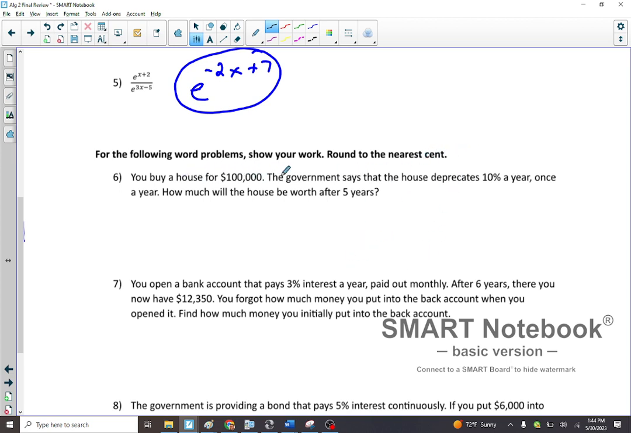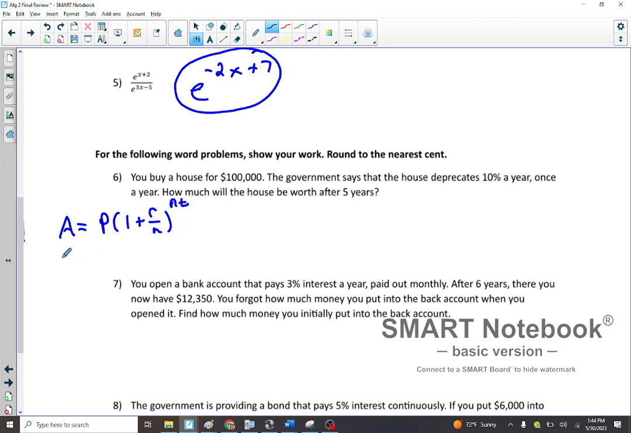You buy a house for $100,000. The government says the house appreciates 10% a year, once a year. How much is that house worth in 5 years? So that is a formula. A equals the principal times 1 plus r over n to the power of n times t.